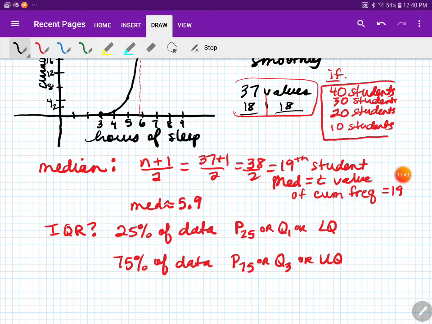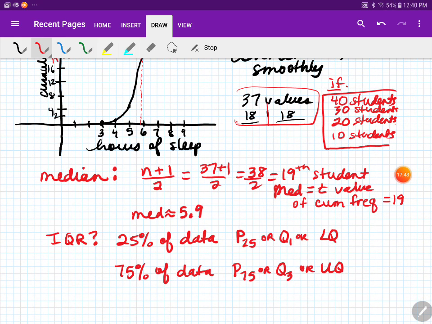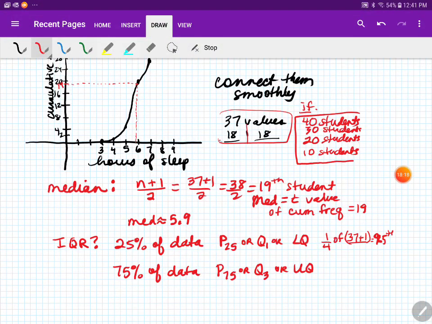So we need to find out what those are now. It does still work, the adding. Basically what you do is you take 1/4 of the n plus 1. So that would be 37 plus 1, and we want 1/4 of that number. That would be 9.5. So we want the 9.5th student. Let me zoom out a little. So I want the 9.5th student.